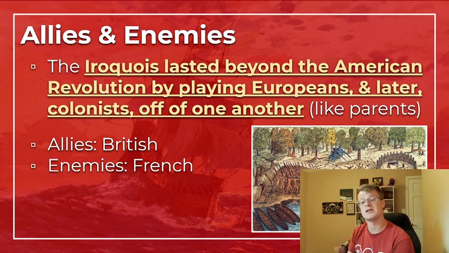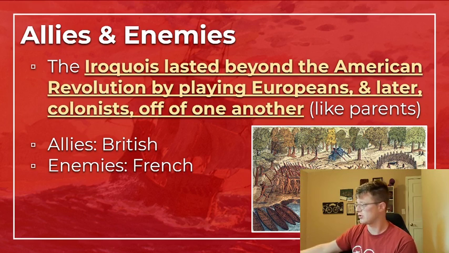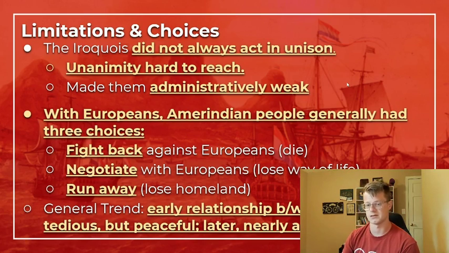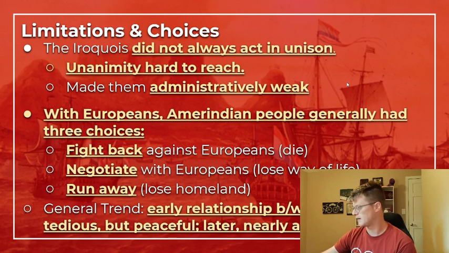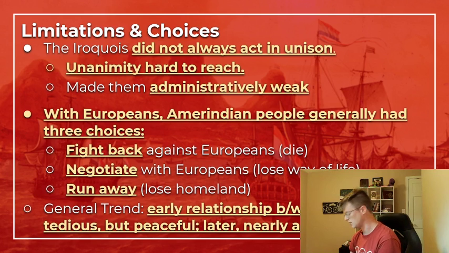And so by playing different Europeans, and eventually later American colonists, off of each other, it allows them, the Iroquois in particular, to last for a very long time. Traditionally, the Iroquois' allies were the British, and their enemies were the French. But again, alliances change and shift over time, right? Here's the thing to understand with the Iroquois, but then also really for a lot of First Nation peoples.